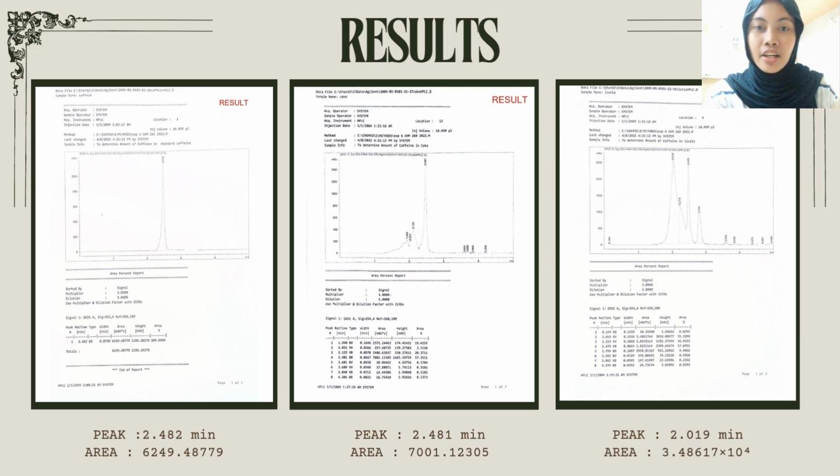And for the last result, it represents the caffeine in Levita sample. The largest peak at 2.01 minutes is likely the primary compound of interest, contributing the highest peak at 3.48 times 10 to the power of 4. This report provided quantitative data for each compound detected during the HPLC analysis.